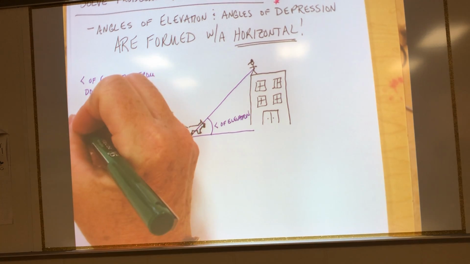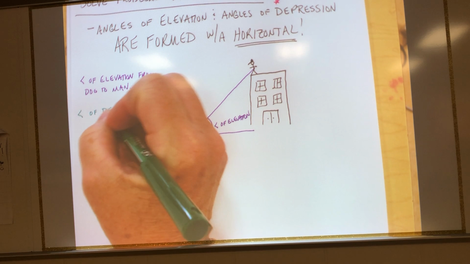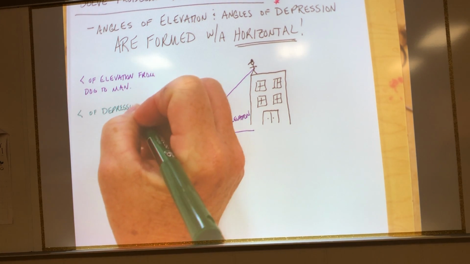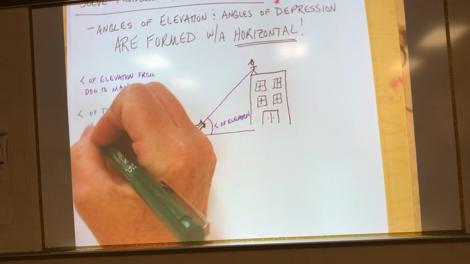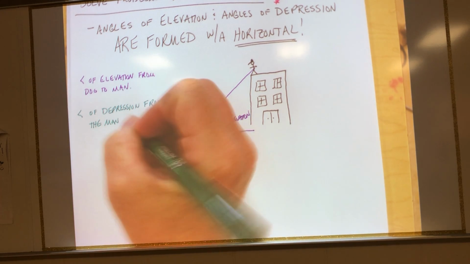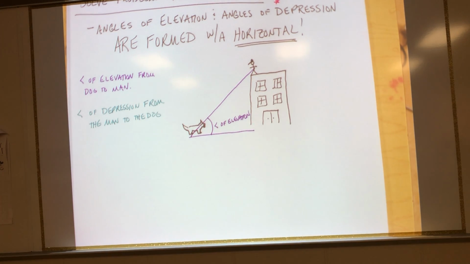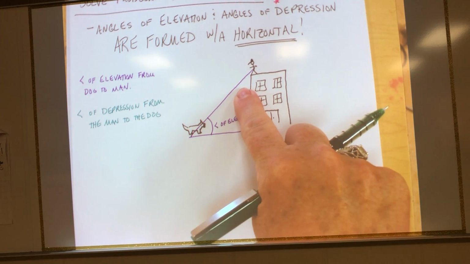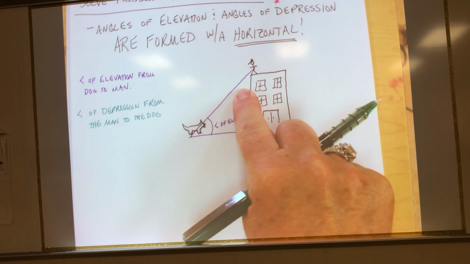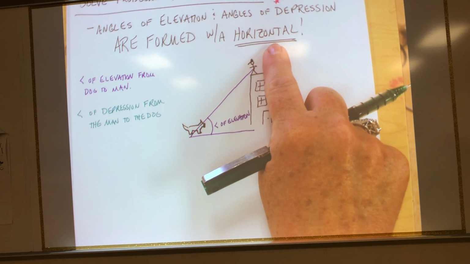Okay, so here's the one that's scary that'll mess people up. Tell me what the angle of depression from the man to the dog is. I want you to mark it on your picture. The angle of depression from the man to the dog. All right, everybody got it? Okay. Did you mark this angle right here? Is that formed with a horizontal? I made a little line.